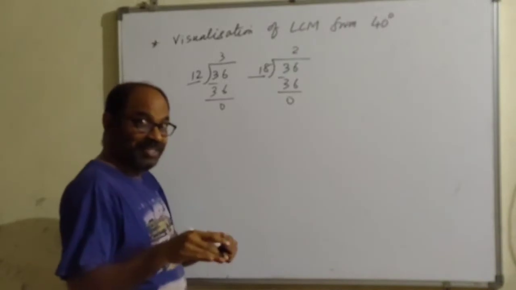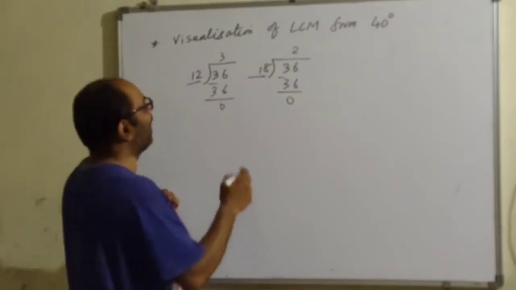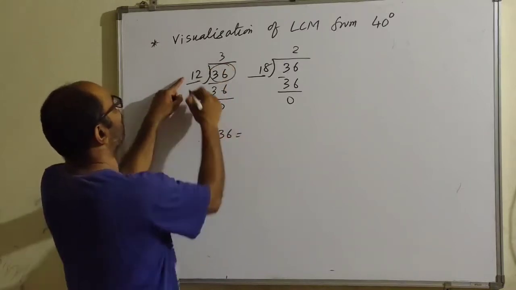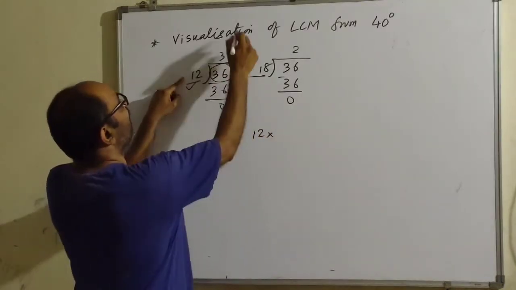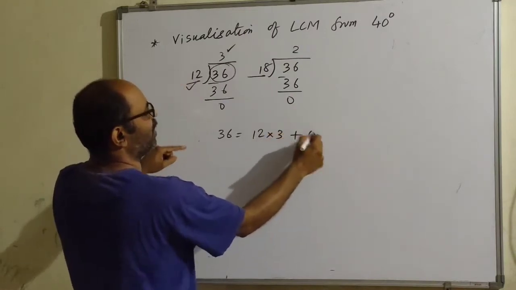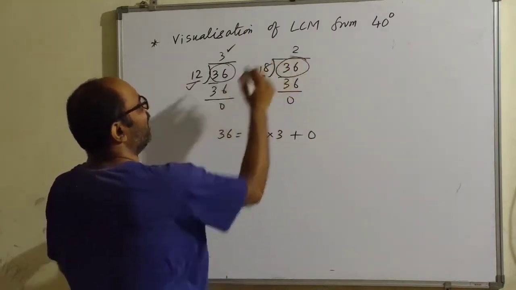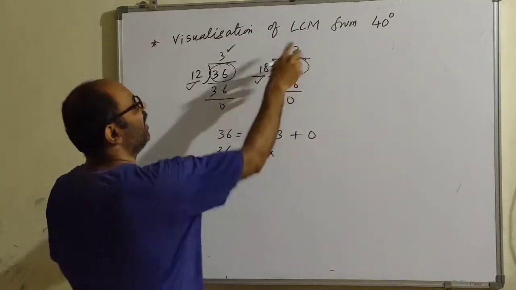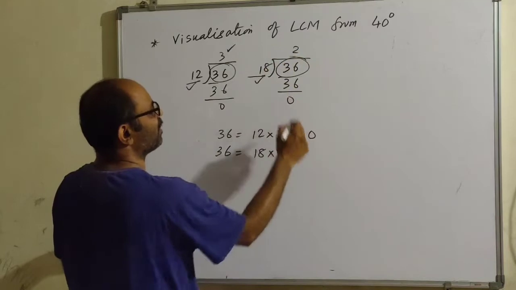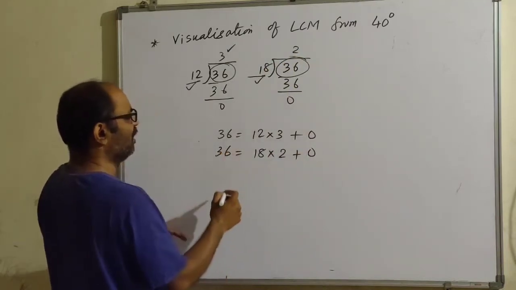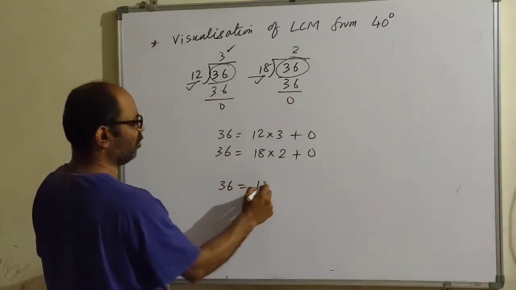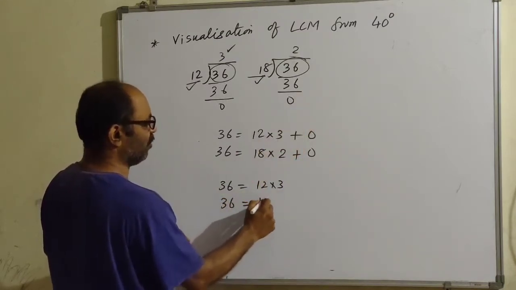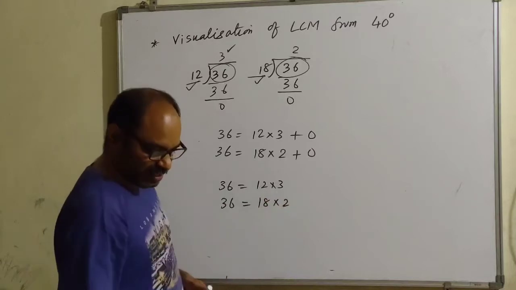Now let me use Euclid's algorithm. We had seen that earlier. The dividend 36 is divisor 12 into quotient 3 plus the remainder 0. Dividend 36 is equal to divisor 18 into quotient 2 plus remainder 0. So this means 36 is equal to 12 into 3 plus 0 is gone. 36 is equal to 18 into 2.